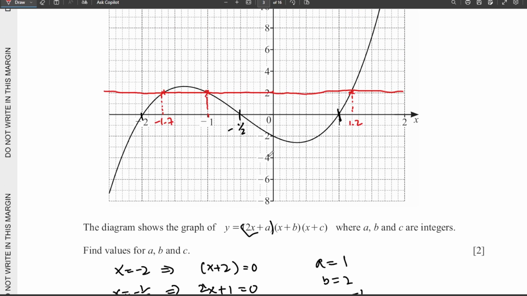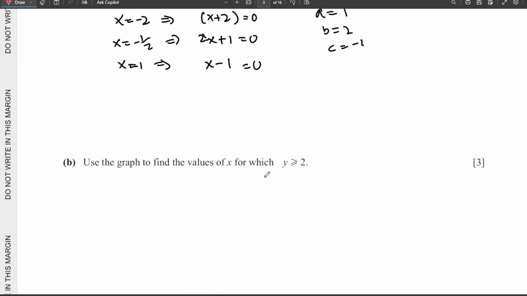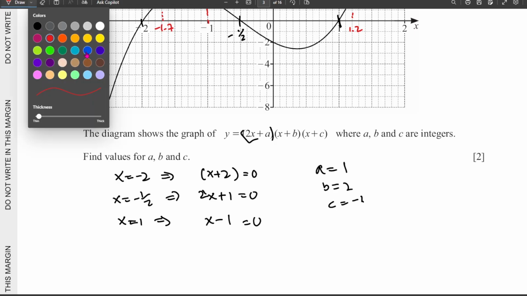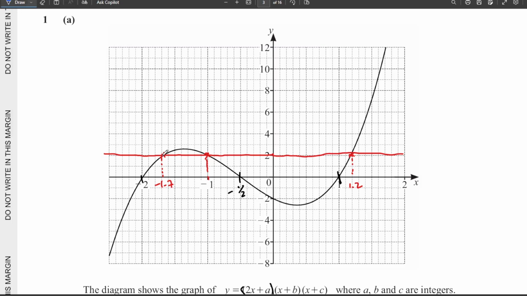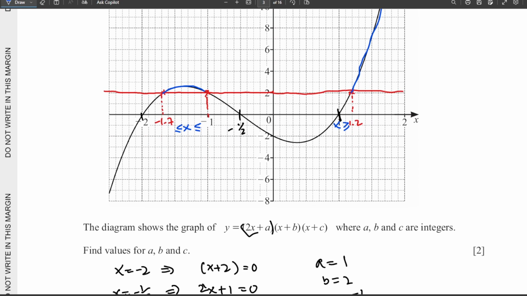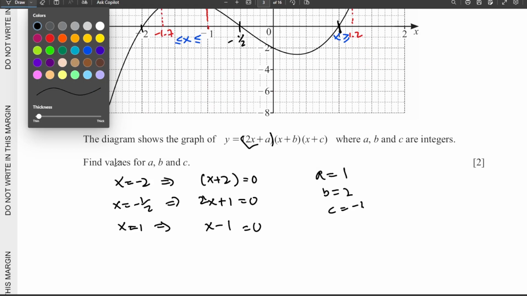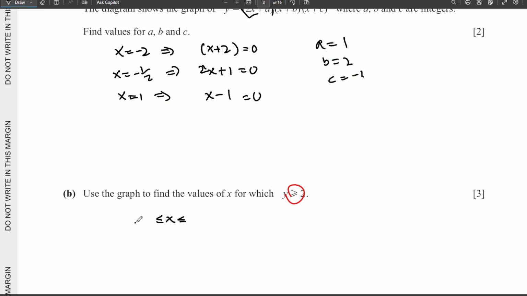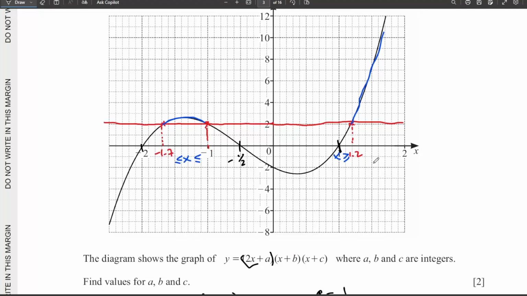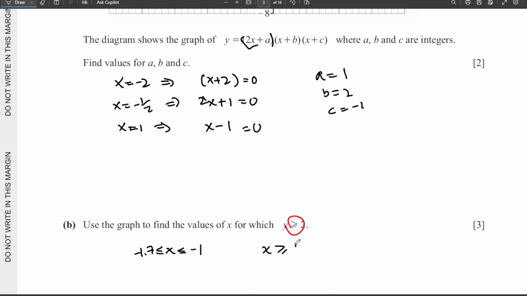Right, so we have our three answers, but then again, what the question wants is the inequality where y is greater than or equal to 2. So we need to check which part of the graph is above this line. So it will be this part and also this part. And so the x values lie between this one and also greater than this value. Right, so we have our two inequalities here. x satisfies this inequality when it's between -1.7 and -1, while here x must be greater than or equal to 1.2.